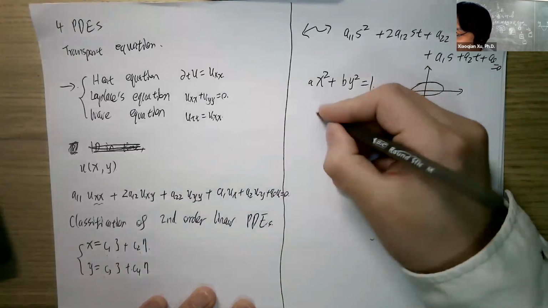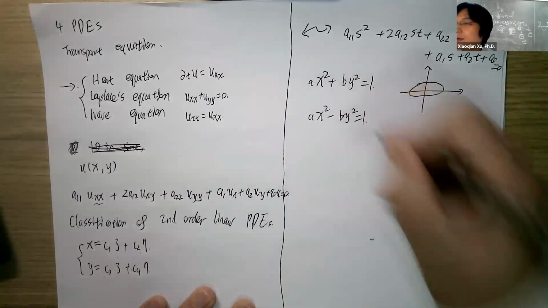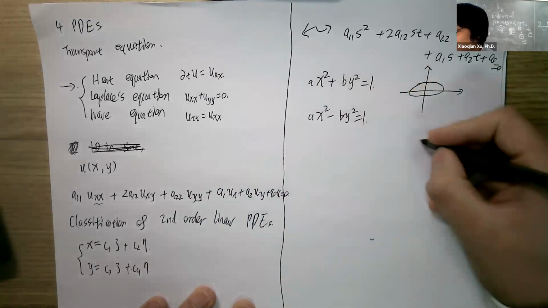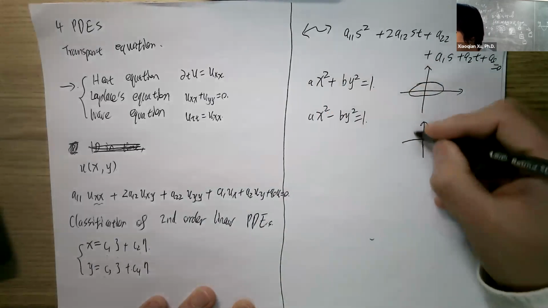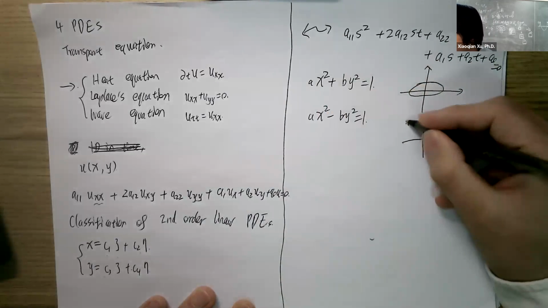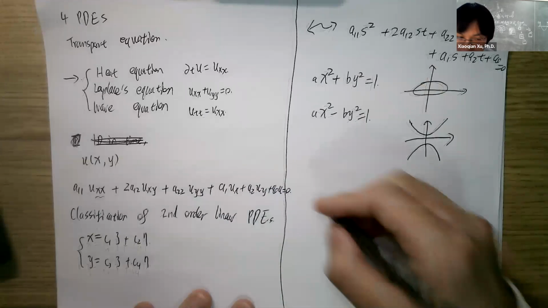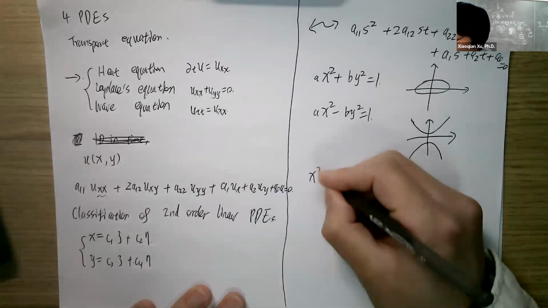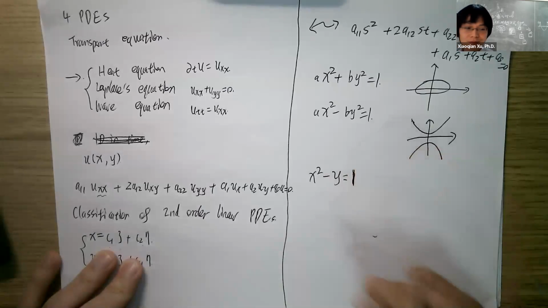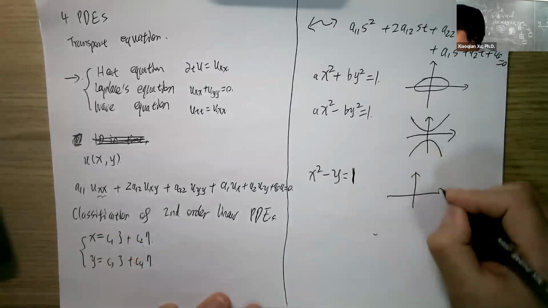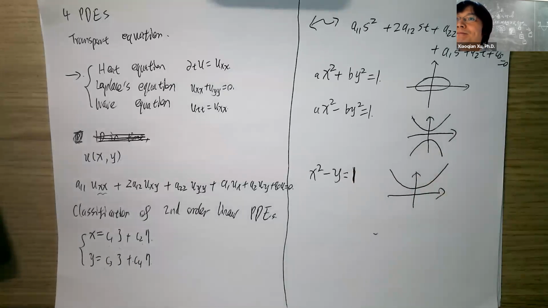Or you can get a times x squared minus b times y squared equals to 1, right? This is a hyperbola. I don't want to rotate it, but this hyperbola is something like this. Okay? Or it may be something like a parabola, something like this. Okay? So this is something you are more familiar with. It's a quadratic curve. Okay?